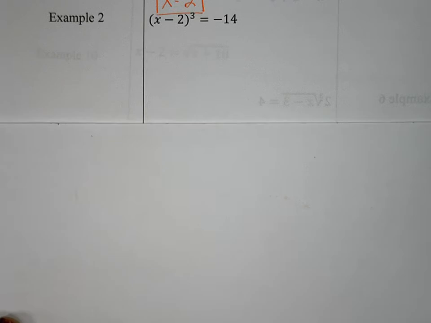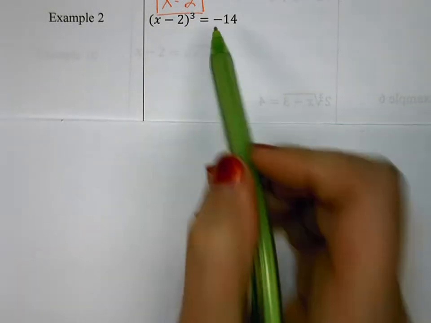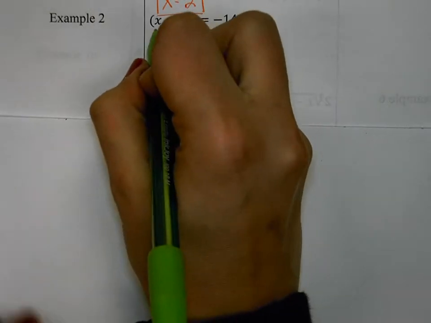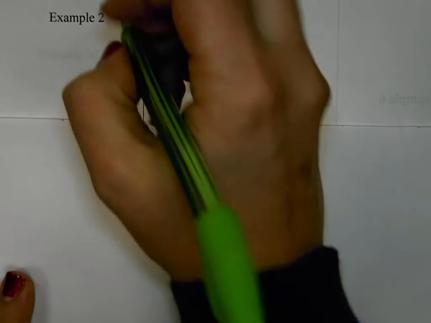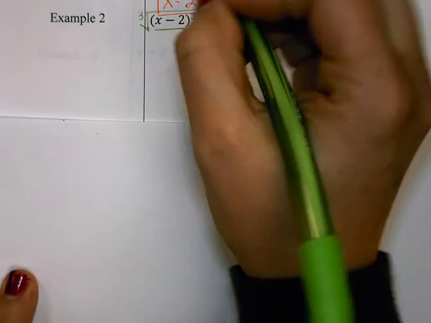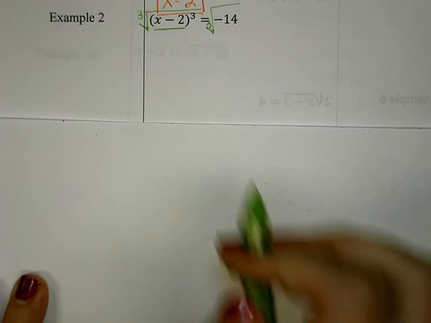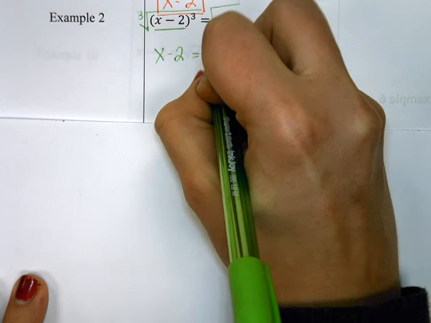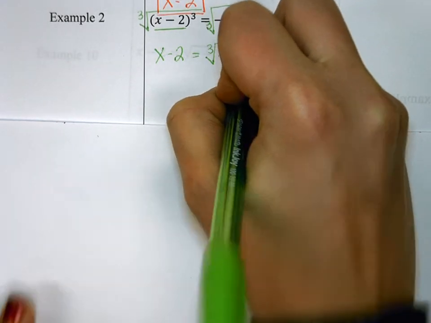Example 2, we have (x minus 2) to the 3rd power equals negative 14. In this case, my exponent term is by itself because x minus 2 is all in parentheses. So I'm going to take the cube root of both sides. So that's going to give me x minus 2 equals the cube root of negative 14.